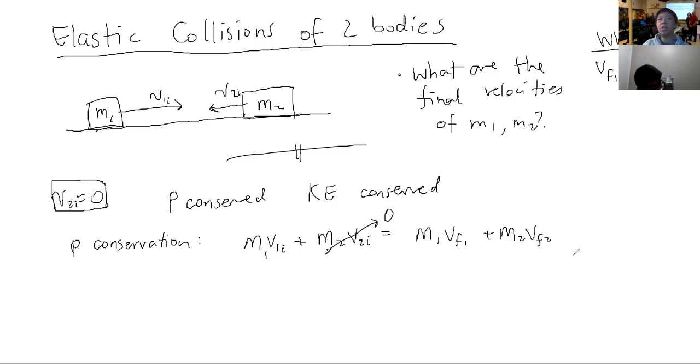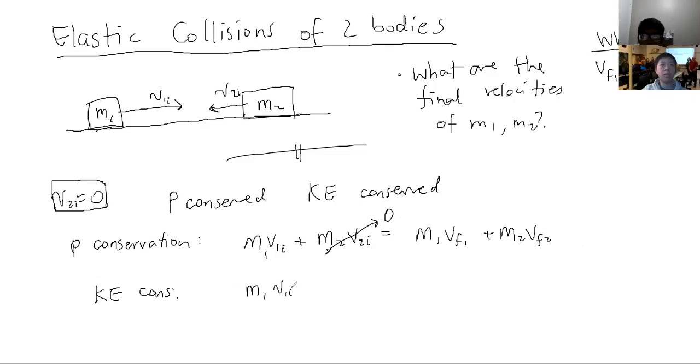Okay, and then what Mo said, except with the velocity squared. Kinetic energy conservation: half, and then we can get rid of the halves because it's present everywhere. All right, so M1 V1i squared.